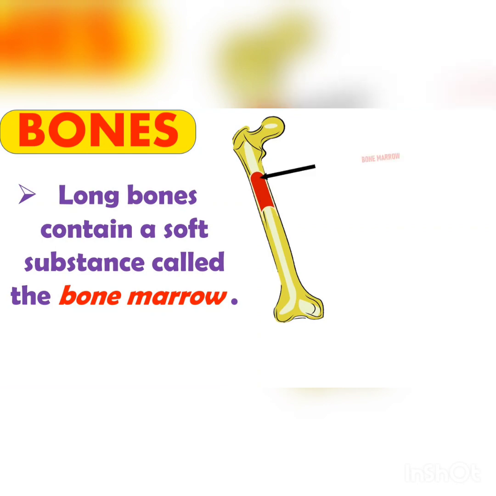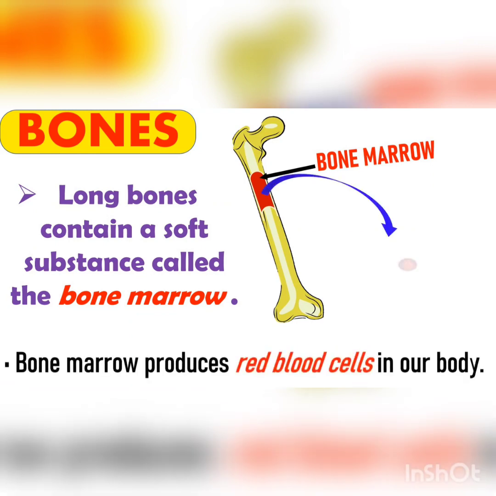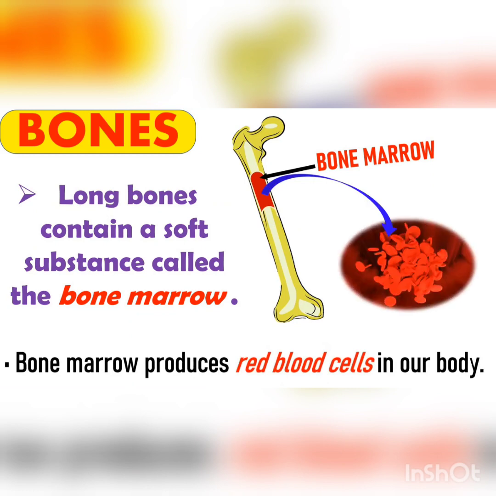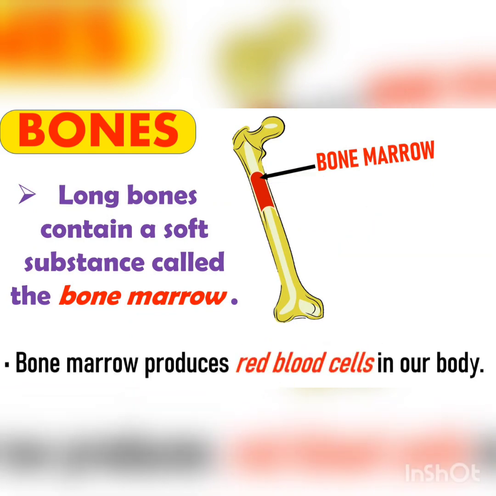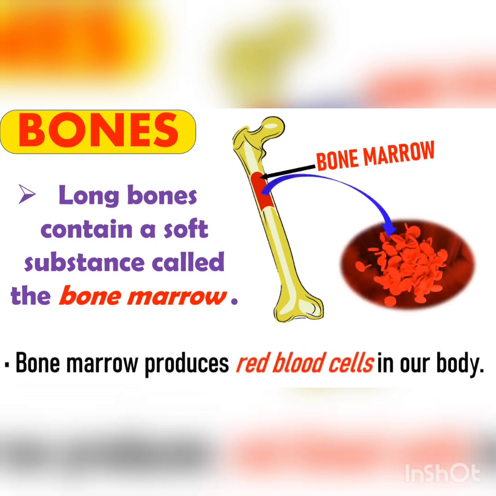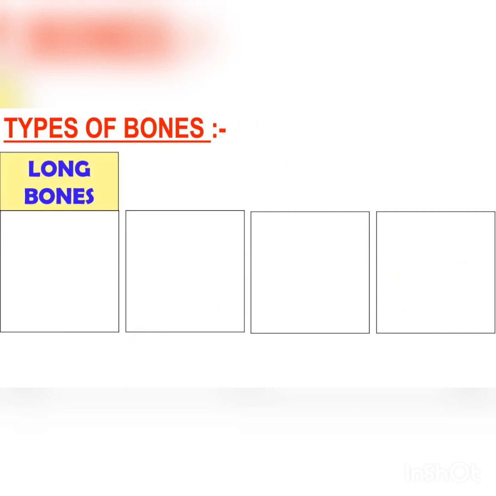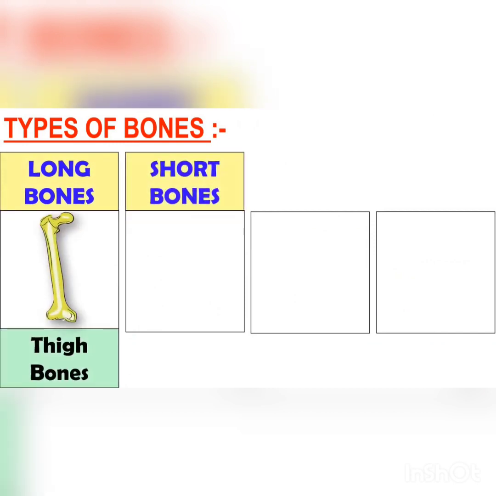Now here we see long bones. Long bones, they have bone marrow inside them. It's a soft jelly-like substance, and it produces red blood cells. These bones are of different types. They have different shape. Like as you can see here, long bones. These are found in thigh bones, legs, arms.